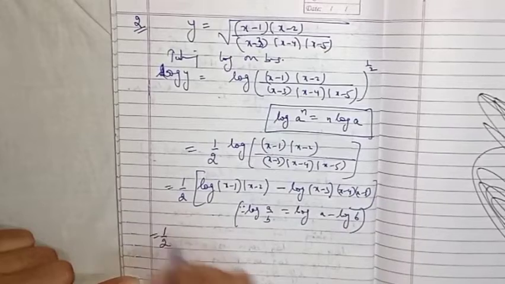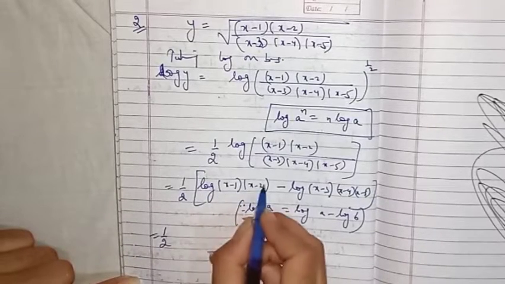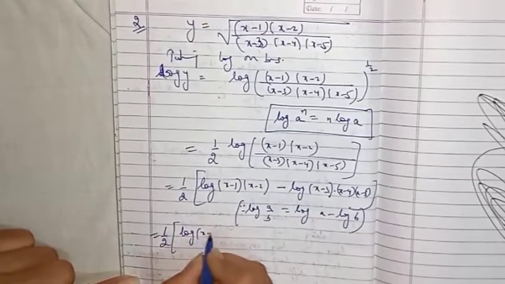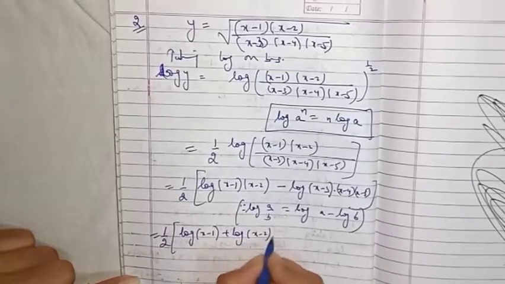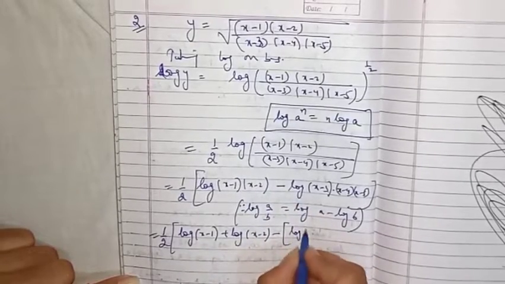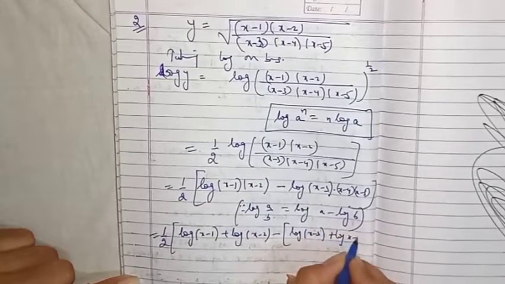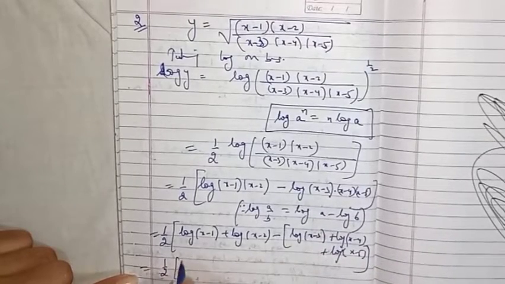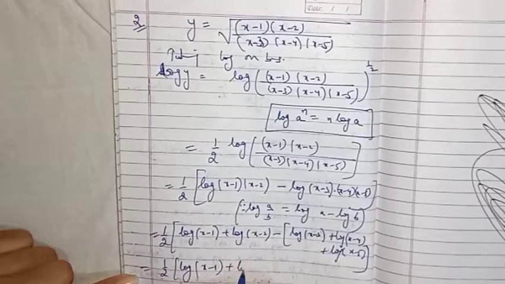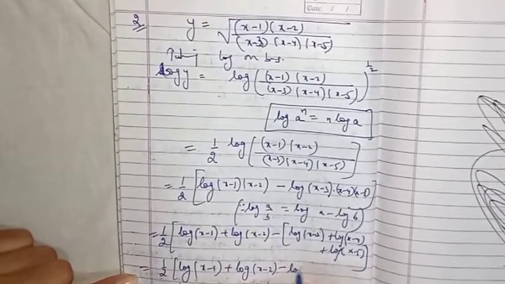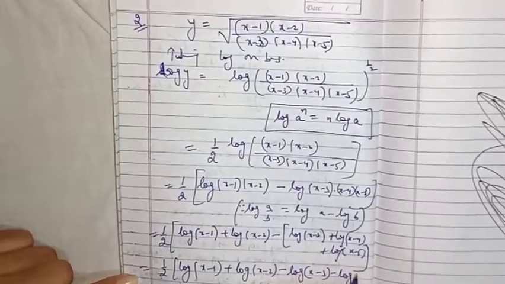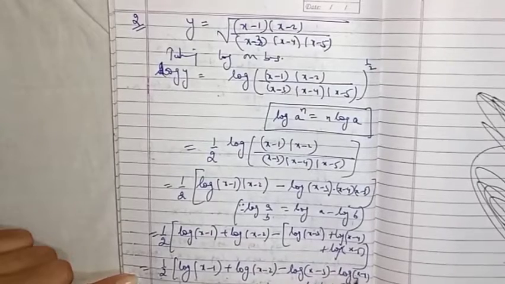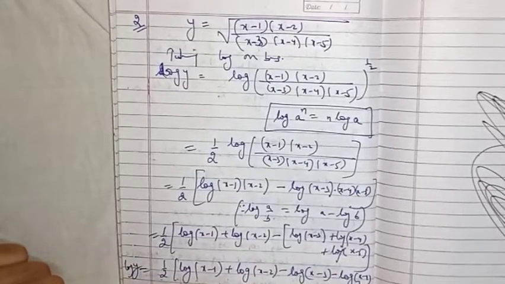Now what will be my next step? Log AB, that is log A plus log B. Log ABC, log A plus log B plus log C. So here I can write log A plus log B minus, now here log A plus log B plus log C. Right? In the next step, log x minus 1 plus log x minus 2, minus log x minus 3, minus log x minus 4, minus log x minus 5. This is log y. Now I can differentiate both sides.